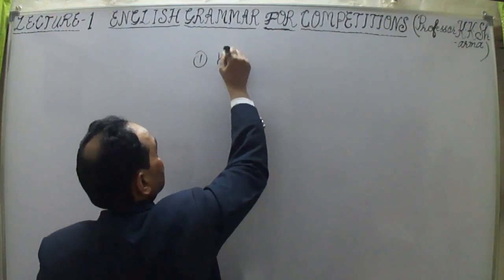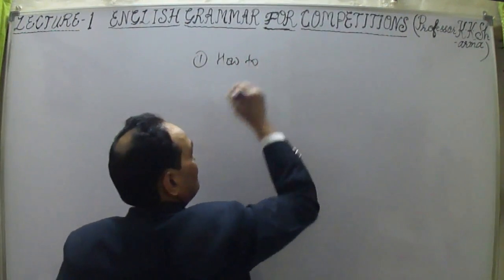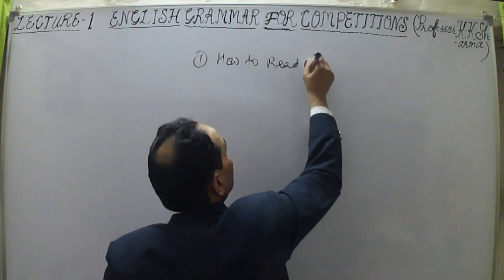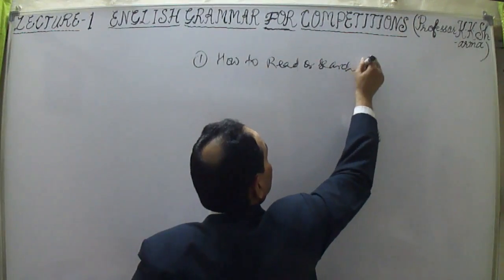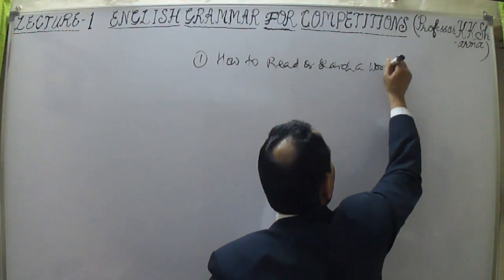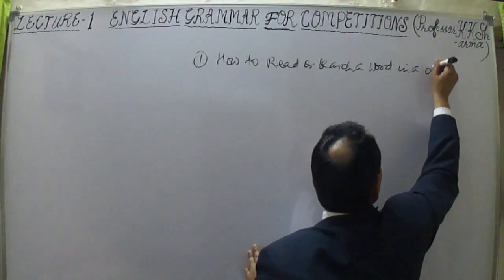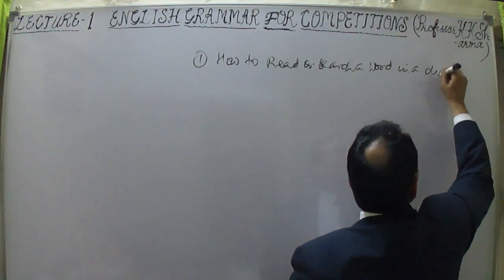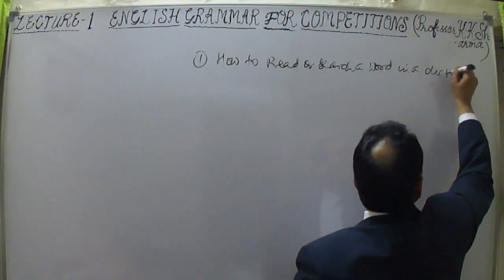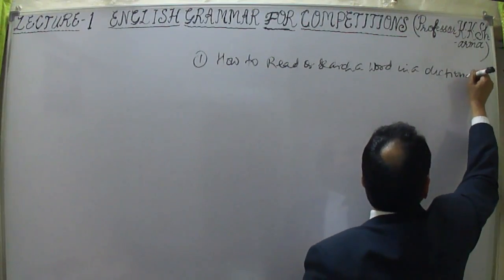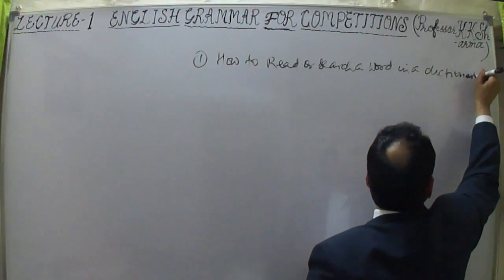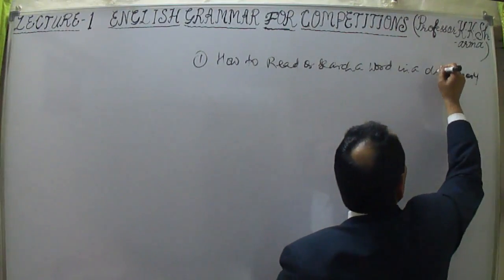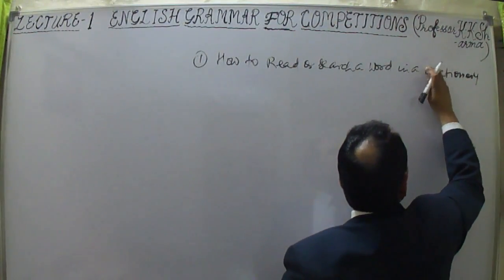How to read a dictionary? How to read or search a word in a dictionary? This is the basic thing. So in case of a dictionary, how to search a word in a dictionary? Let me write a capital letter here.